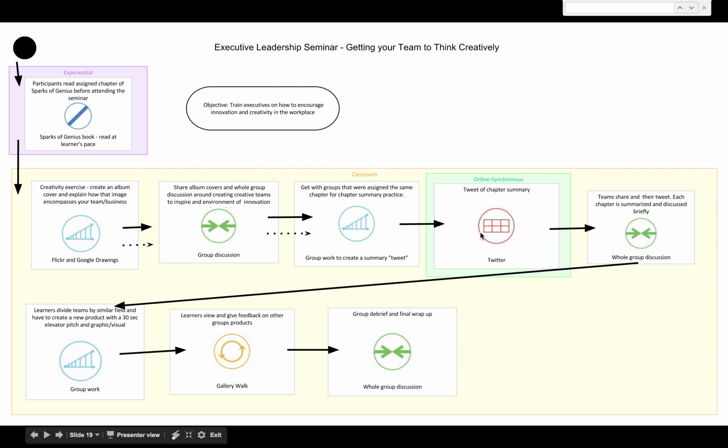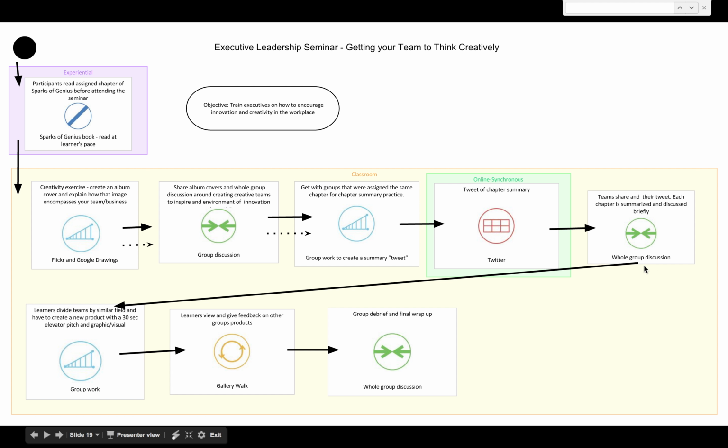So then the next step, which is also learner-led, is that the teams will share or read each other's tweets, and then the facilitator would summarize and discuss briefly all of the different summaries that are present. And this is a whole group discussion, so basically the whole group narrows down and figures out what's the best wording or the best way to abstract these summaries.